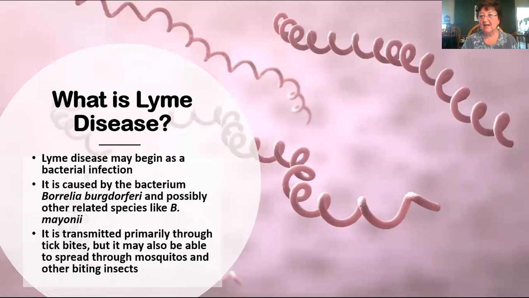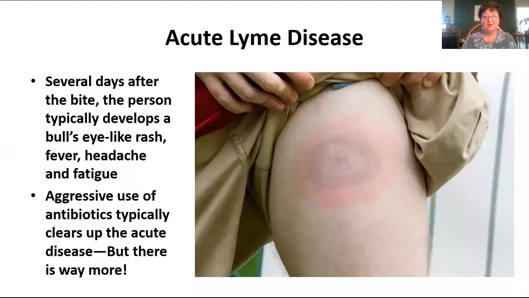So what is Lyme disease? Well, Lyme disease may begin as a bacterial infection. It is caused by the bacterium Borrelia burgdorferi and possibly other related species. It is transmitted primarily through tick bites, but it may also be able to spread through mosquitoes and other biting insects.